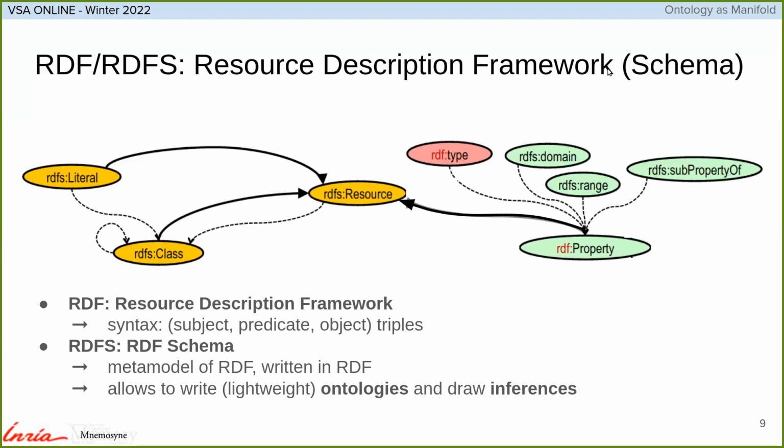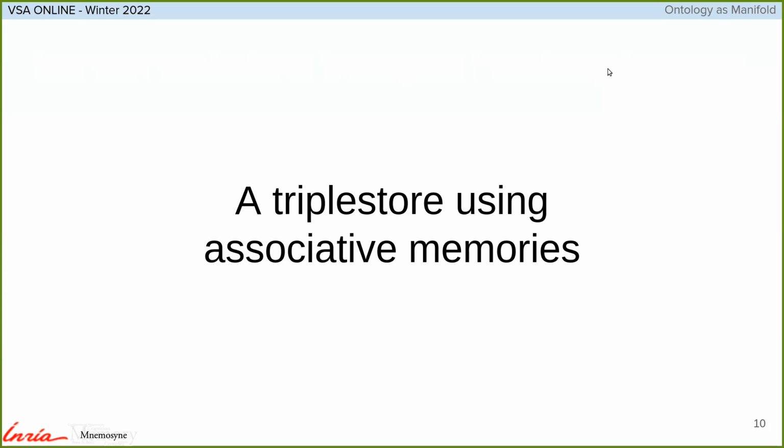And we actually have a meta model for RDF, which is called the RDF Schema, or RDFS. This meta model is written itself in RDF, and it describes the resources of RDF and the relationships between the different RDF entities, namely resource, class, literal, and properties. It also defines some sub-properties that I will explain a bit later. And this metamodel is useful to write lightweight ontologies. By lightweight ontologies, we mean that by knowing the schema of the model, we can draw inferences after describing the relationships between objects. I will give an example later. So having said all this, we propose now to implement a triple store, so a store of triples, using associative memories.